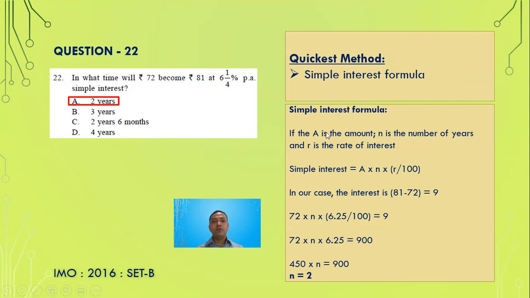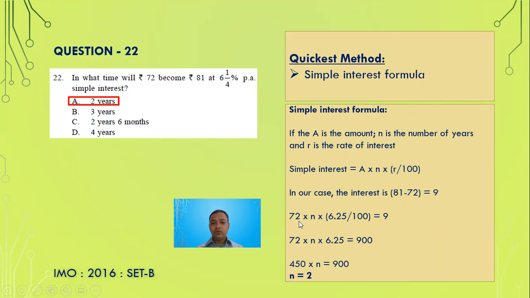So if A is the amount, and N is the number of years, and R is the rate of interest, then simple interest for those many number of years will be A into N into R upon 100, isn't it? Amount into number of years into rate of interest divided by 100. Now here, what is the total simple interest calculated? So total simple interest will be 81 minus 72, isn't it? 81 minus 72, which is 9.